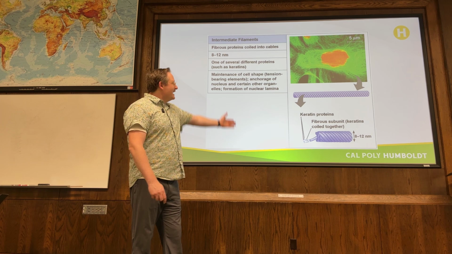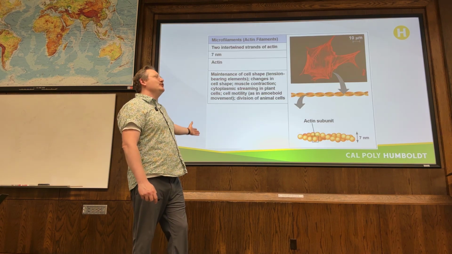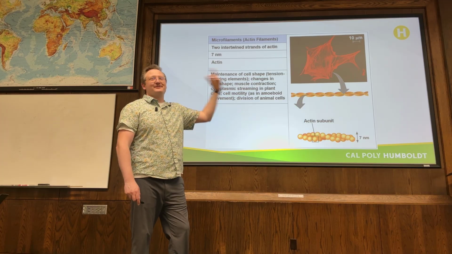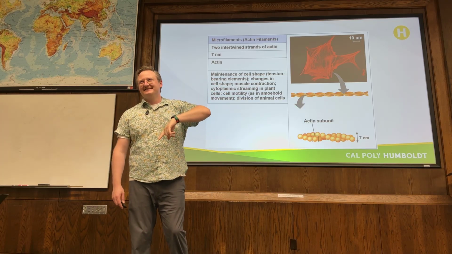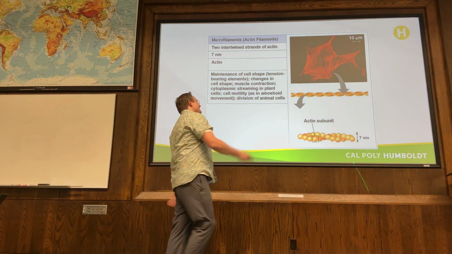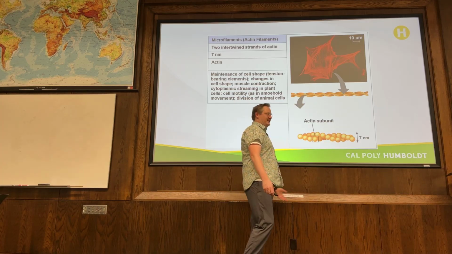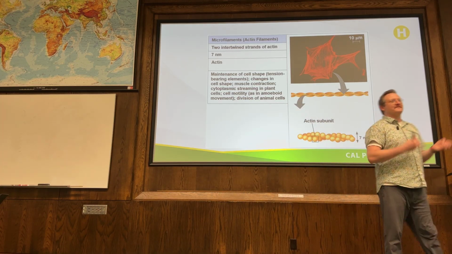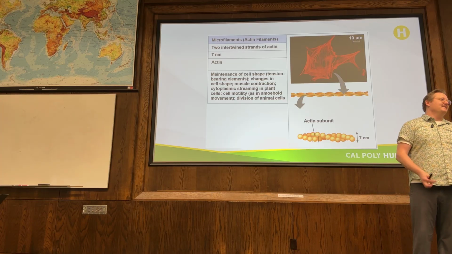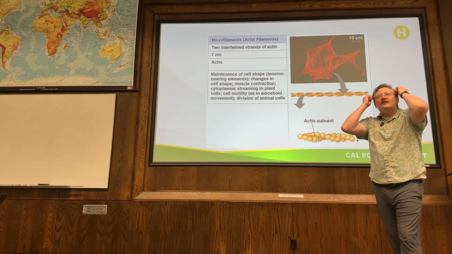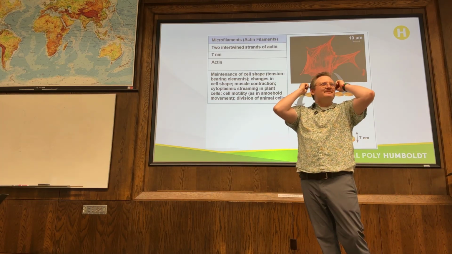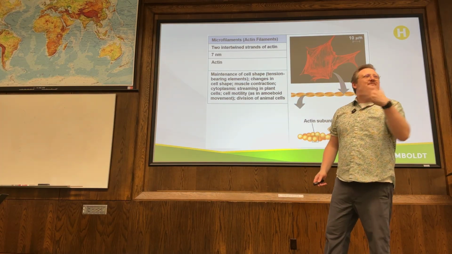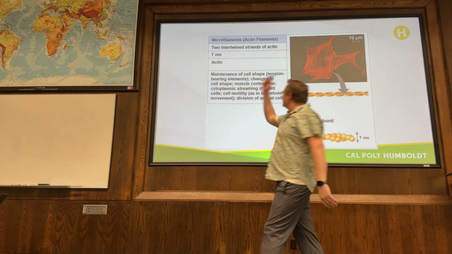Okay? Microfilaments are made of tubulin. I'm sorry, not tubulin, actin. Microtubules are made of tubulin. Microfilaments are made of actin. These are all proteins, okay? And then intermediate filaments are made up of keratin. Keratin is something you've probably heard about. It's in your hair. And your hair is a pretty good tension-bearing element because of its structure at the micro level of being made up of intermediate filaments.